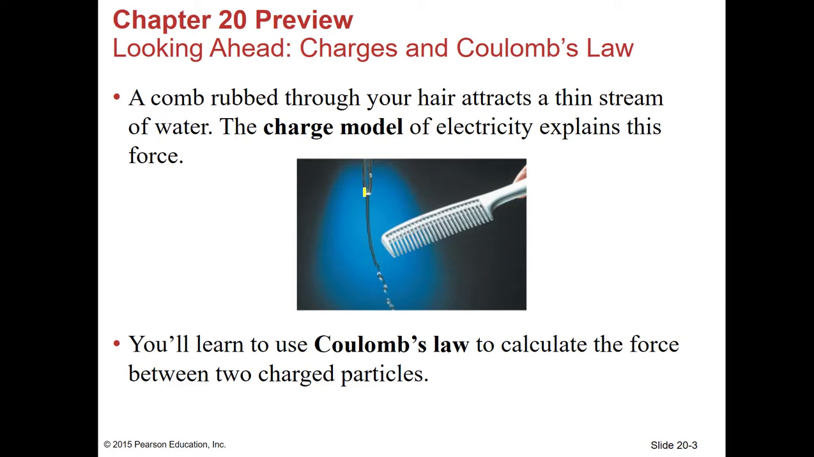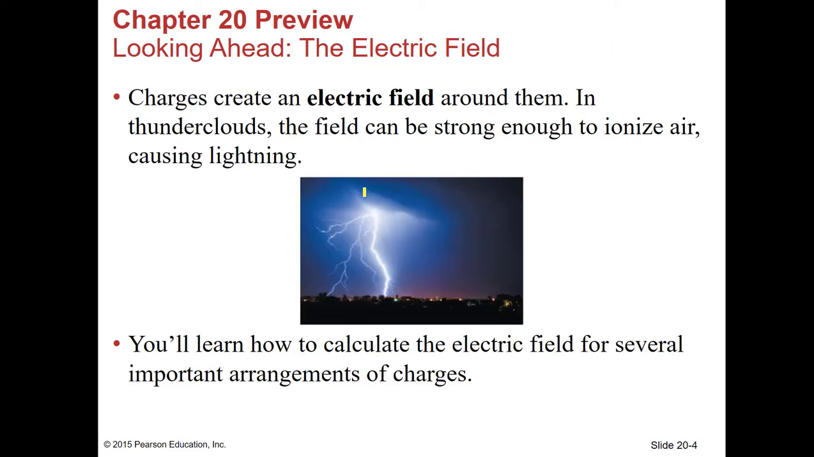So we'll use Coulomb's law to calculate the force between a couple of charged particles. Or maybe you know the force, you want to figure out the individual charges, or maybe you want to figure out how far apart these charges are. All that's in this chapter. So charges create an electric field around them. So in thunderclouds, the field can be really strong and ionize the air around it. Ionize means charge up the air. Charged particles in the air in an electric field experience a force, and that's what you actually see when you see lightning. Okay, so we'll be able to calculate the electric field for several different arrangements of charge.